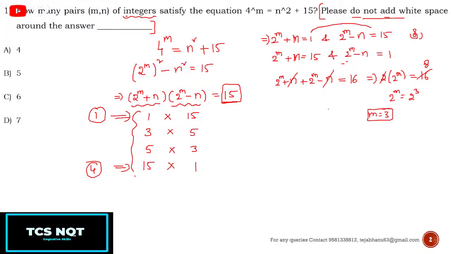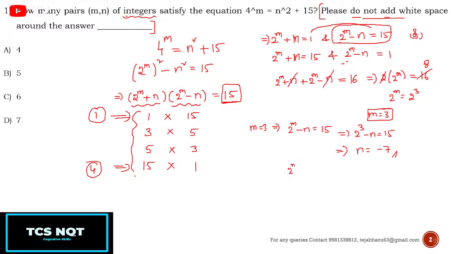I hope it's clear. Now, have a look. If you substitute m equal to 3 in this one, that is 2 power m minus n is equal to 15, 2 cube minus n is equal to 15, which gives n equal to minus 7. N is equal to minus 7 you will get.